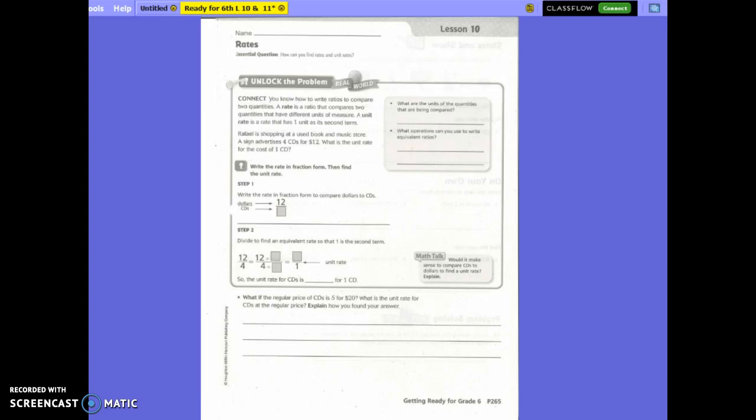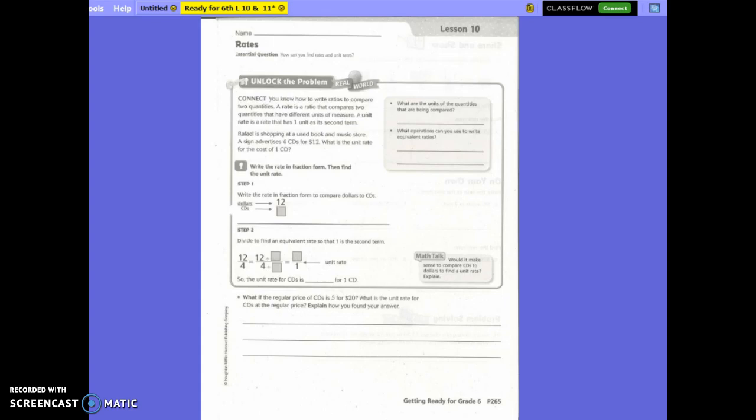A rate is a ratio that compares 2 quantities that have different units of measure. So far we've only compared like things. Now we're going to compare dollars to shirts or food to dollars or things like that. A unit rate is a rate that has 1 unit as its second term.